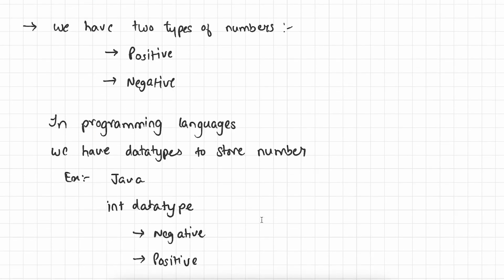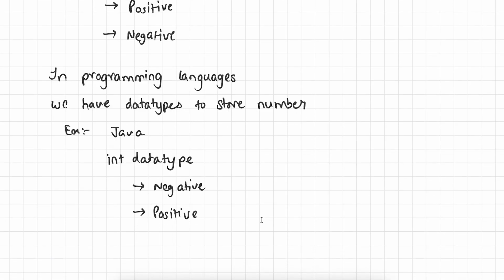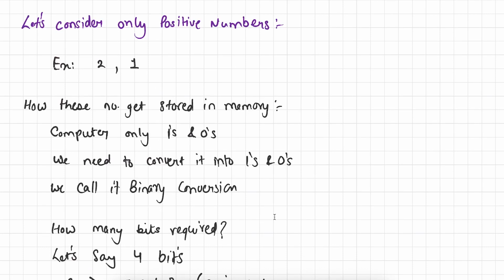Moving on. Now we have two types of numbers: positive numbers and negative numbers. In programming languages, we have data types to store numbers. For example, in Java, we have the data type integer, and that is capable of storing negative numbers as well as positive numbers. For now, let's consider that we have only positive numbers, and then we will see how to store and represent positive numbers in memory.